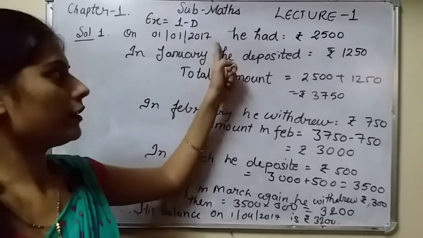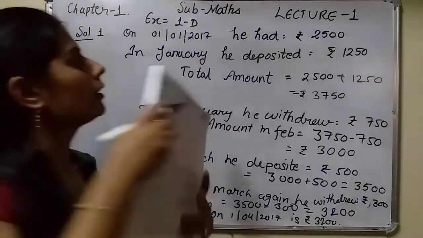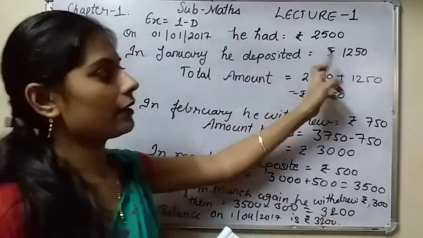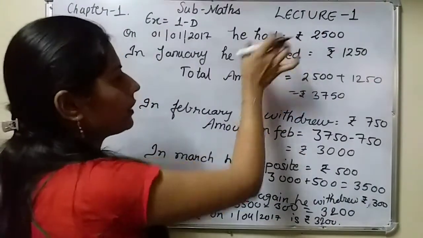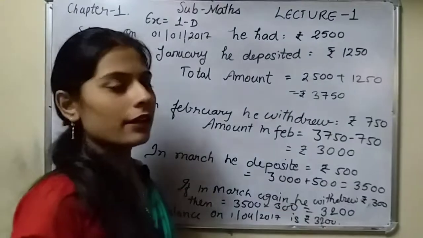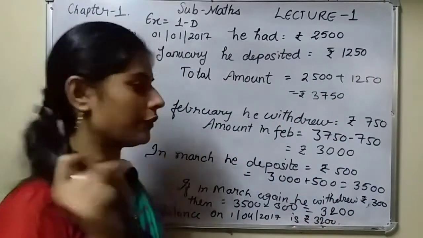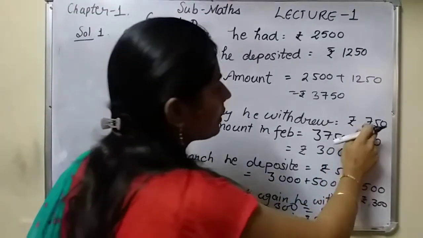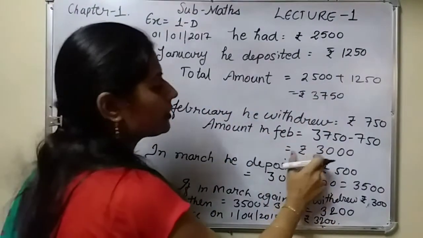On 1st January 2017 he had rupees 2500. Now in January he deposited, again he put some money in his account. Already he had 2500. If he added some more money, then how much does it become? 3750. Now in February he took out some money from his bank account, that is 750. Then you have to subtract it from 3750, that is 3000.